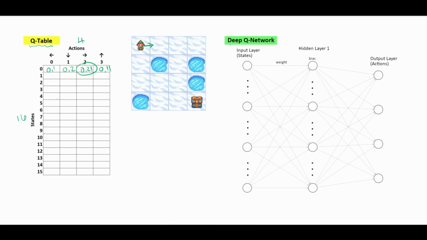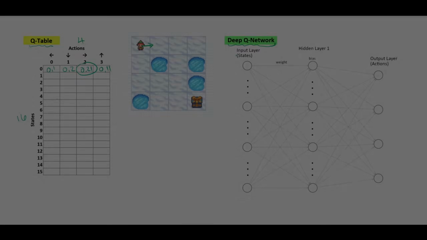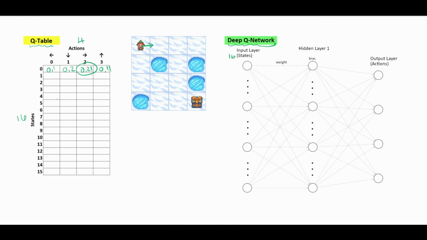Over at Deep Q-Learning, the output is a Deep Q network, which is actually nothing more than a regular feed-forward neural network. This is actually what it looks like, but I think we should switch back to the simplified view. The input layer is going to have 16 nodes. The output layer is going to have 4 nodes.